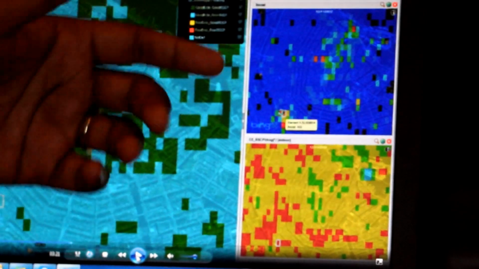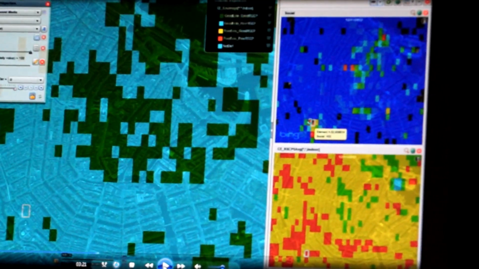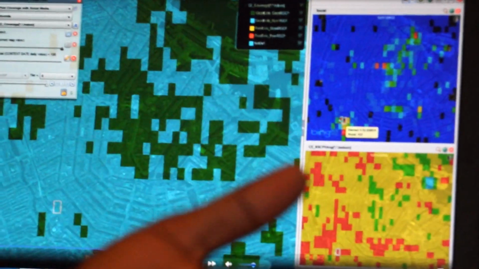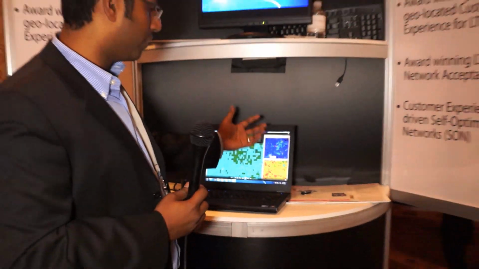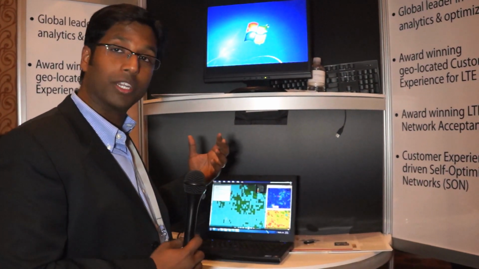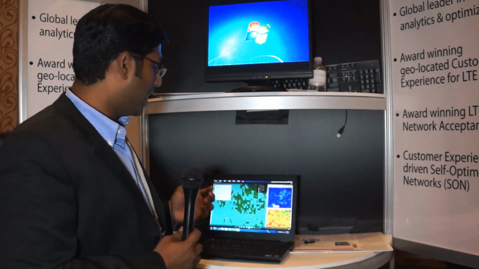Because I want to target those people who are not on my network, because I know that's where everybody is. And the only way I'm going to get more subscribers is if they come on and get a good experience. So that's the power of getting that social media information, combining it with RAN information, and figuring out how we can optimize it for the current customers, and how I can target to get even more than what I have today.